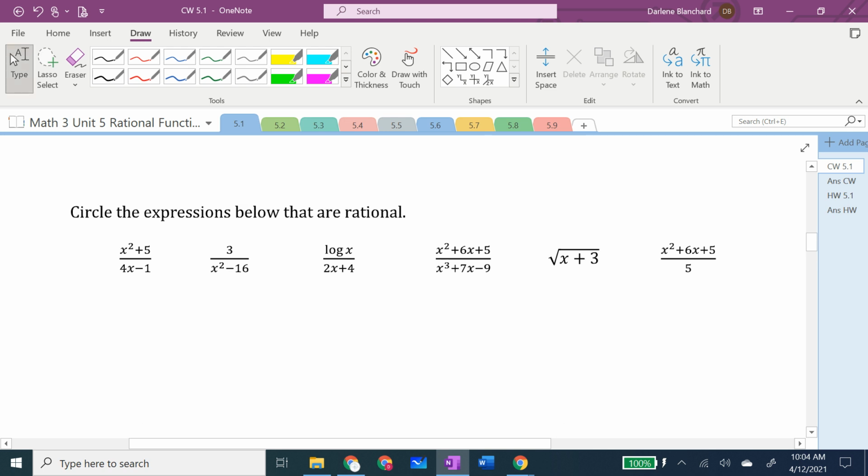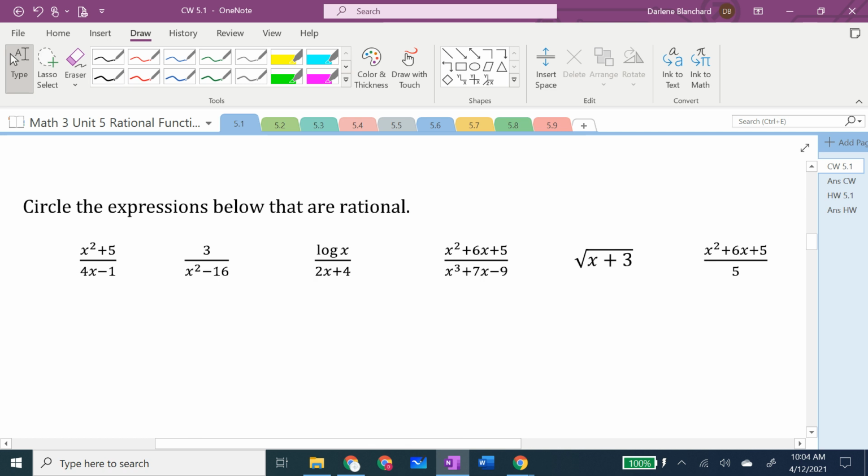It has to be specifically a ratio of 2 polynomials. For this first one, is that a ratio of 2 polynomials? That is a rational function. Next one, is that a ratio of 2 polynomials? A number by itself is still a polynomial as long as it's not 0.